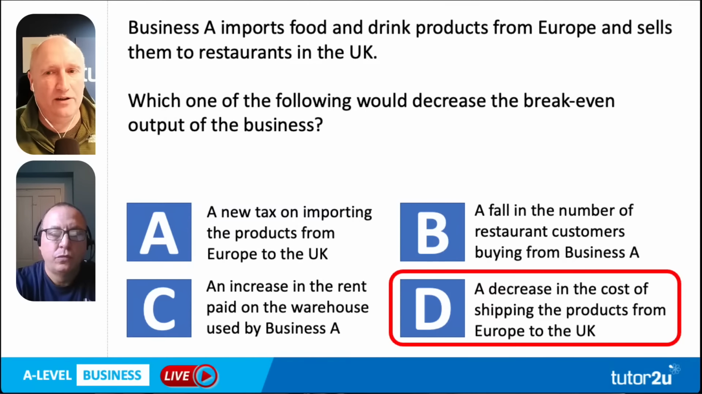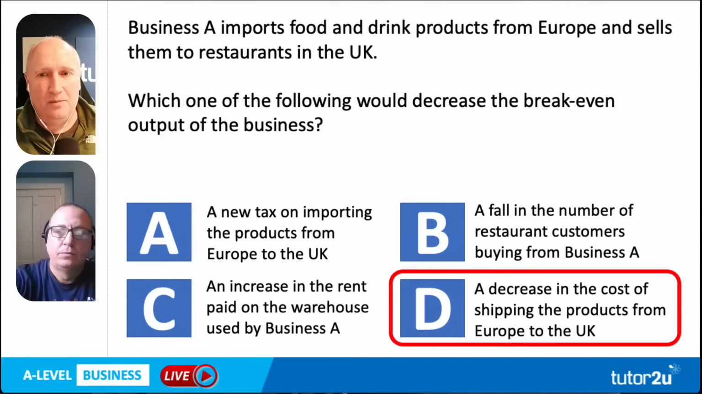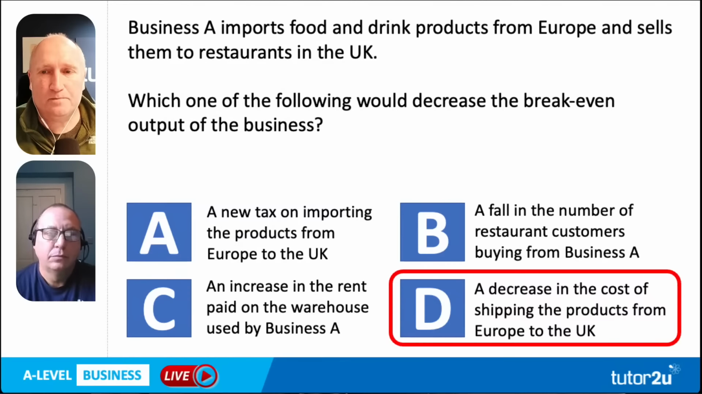All the other 3, well, actually, B has no impact on the break-even output. B, a fall in the number of customers. That's likely to affect actual output, isn't it? Which would affect the margin of safety. A and C would both increase the break-even output. C is an example of an increase in fixed costs. A would be an example of an increase in variable cost per unit, whereas D would reduce the variable cost per unit.